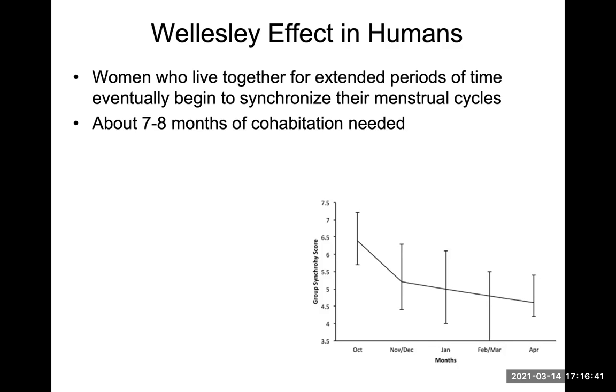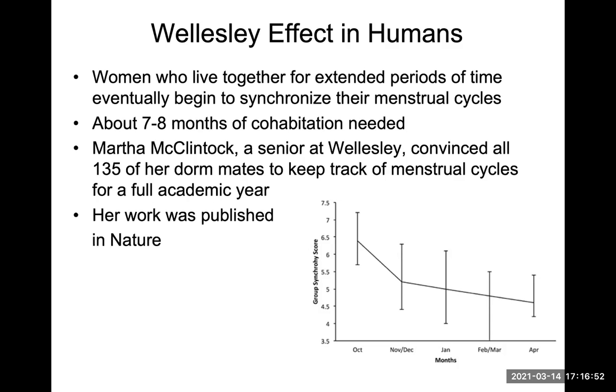So this graph I'm showing you on the right is actually from the first study looking at this. We're looking at the group synchronicity score and over time as things went on. This was actually done by Martha McClintock. She's a huge name in the endocrinology world, but she did this study as a senior at Wellesley College, which at the time was an all-girls college in Massachusetts. And she did this as her senior thesis.